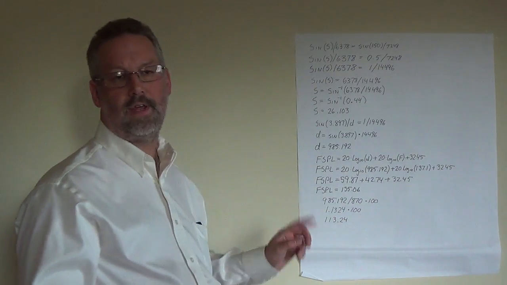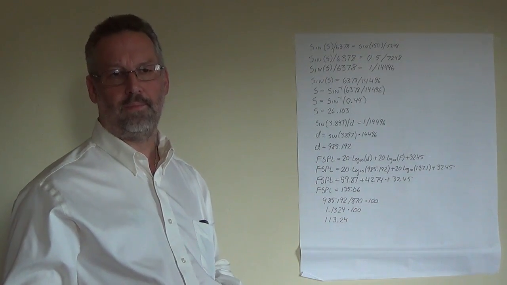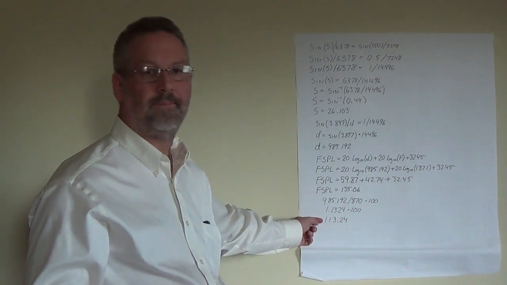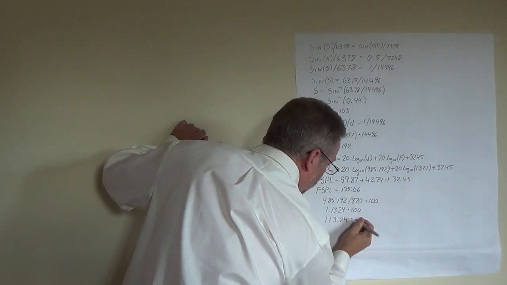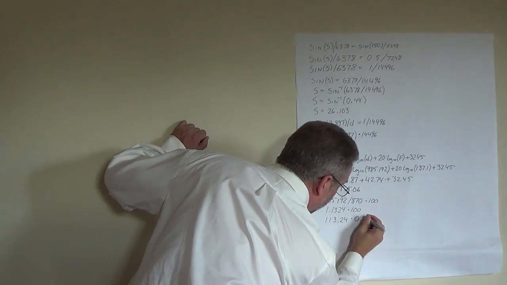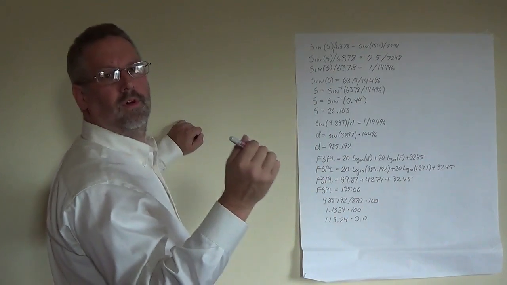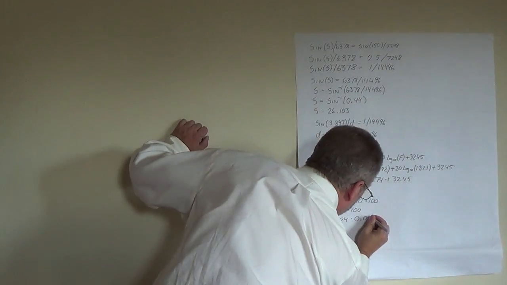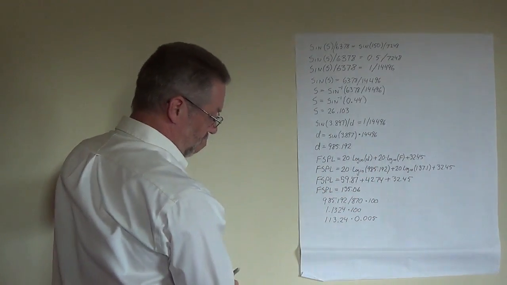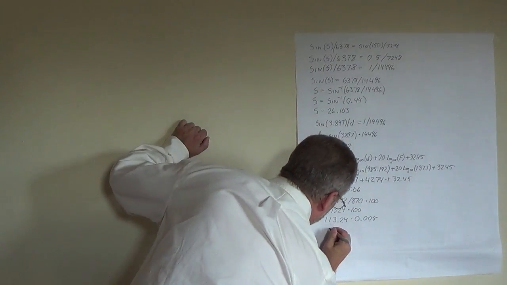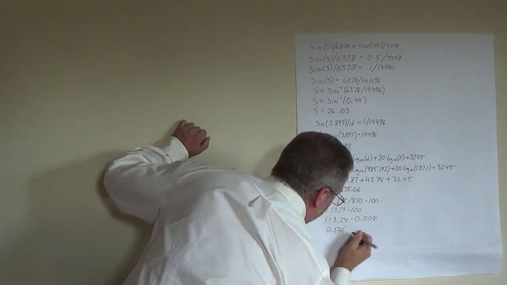The next step is to take our atmospheric loss that we saw on the chart and multiply it by the distance. So we have 113.24 times 0.005. All right. Now, this simple problem comes out to 0.566 dB.